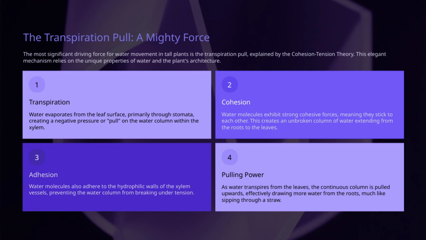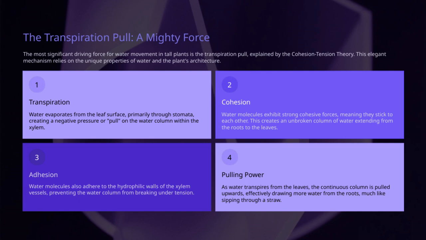The key driver of this movement is evaporation from the leaf surface, mainly through tiny pores called stomata. When water vapor escapes, it creates a negative pressure inside the leaf, effectively pulling more water up through the plant's xylem. This entire process is known as the transpiration pull, and it's the most significant force moving water in tall plants. It's beautifully explained by the cohesion-tension theory, which highlights how water's unique properties and the plant's architecture work together. So, in essence, this transpiration pull is a mighty force that keeps water cycling from roots to leaves, supporting plant health and growth.